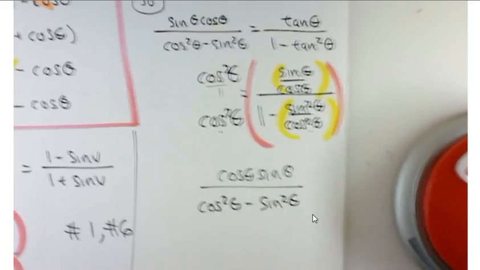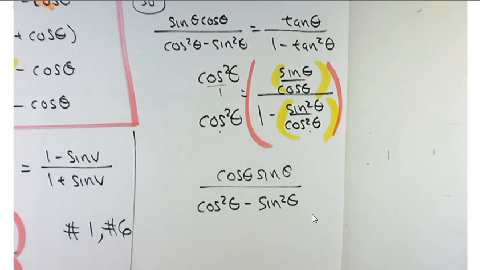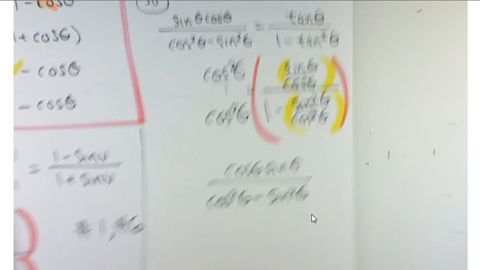You know what happened to me? I put sine over cosine at the beginning, but I didn't put the cosine in the second step, and I just ended up wrong.